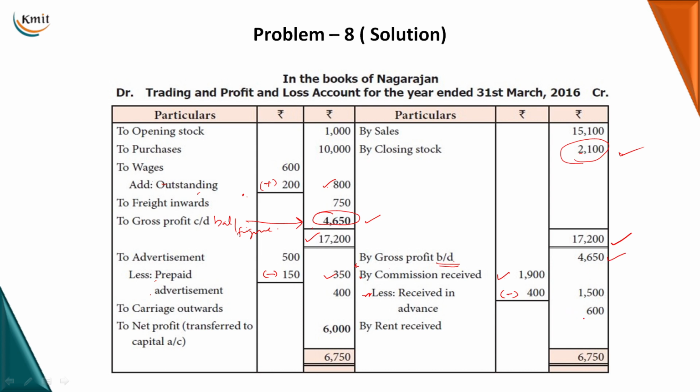So again, the credit side, the income side of the P&L account, is coming, and the same highest total is represented here. When income is high, obviously it will be a profit. So from this 6750, you are going to deduct the relevant listed expenses, and you will be left with a balance here. This is again a balancing figure, nothing but your net profit, transferred to the capital account.